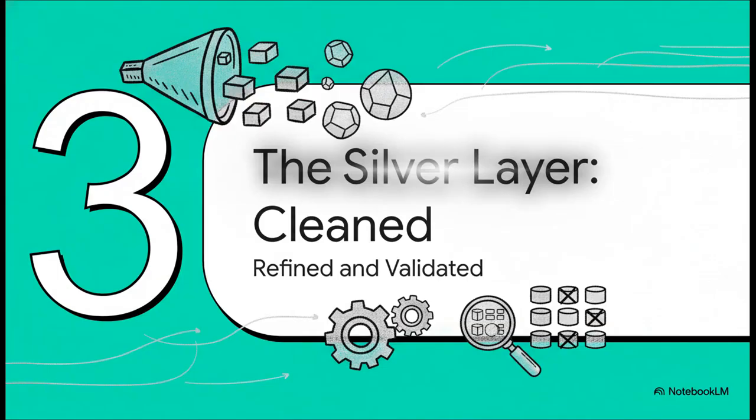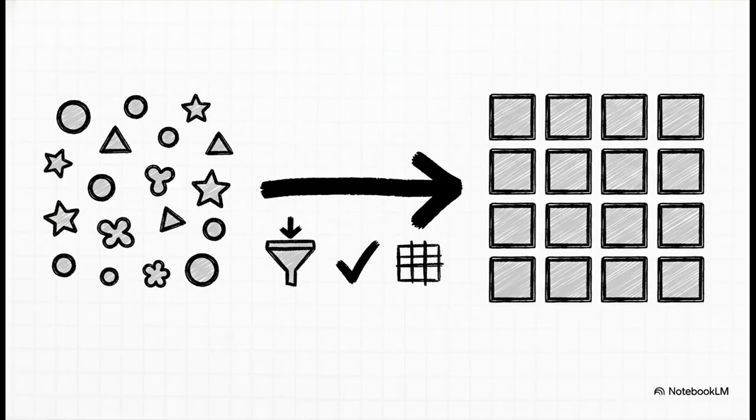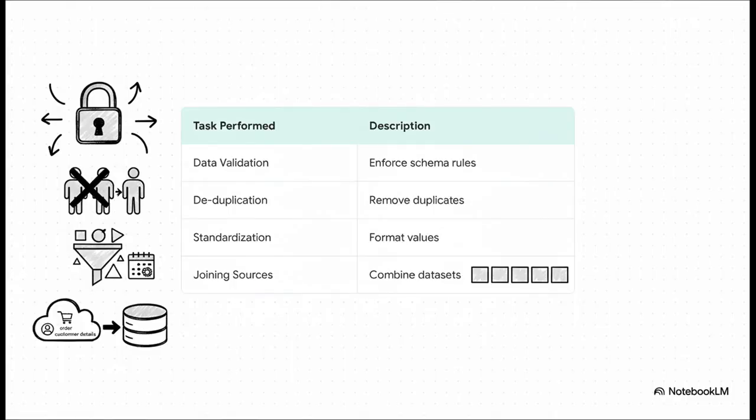Okay, so we've got all our raw material collected. Now it's time to start the real work, the refining process. We're moving on to the silver layer, and this is where the magic really starts to happen. So if bronze was all about capture everything, silver is all about create order from chaos. This is where we take all that raw data and we start applying transformations to clean it up, to validate it, and to give it a solid, reliable structure. This is the point where your data actually starts becoming trustworthy. So what actually happens here?